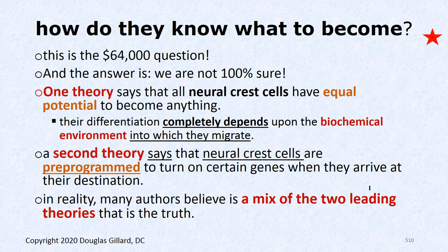So, $64,000 question, how in the heck do they know what to become? How can this be possible? We're not 100% sure, but there are a couple of general theories. One theory says that neural crest cells have equal potential to become anything, and they migrate all over the body. And where they stop migrating, the chemicals, the proteins expressed in the environment they move into will tell them what to become. Another theory says that no, the neural crest cells, right when they're born, are pre-programmed to know what they're going to become. They migrate to where they're supposed to be, and they are predestined to become that. Many authors think it's a mix of these two theories.